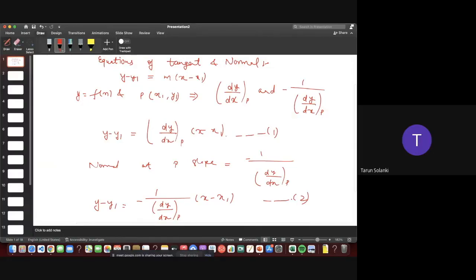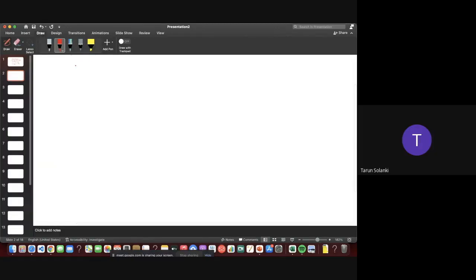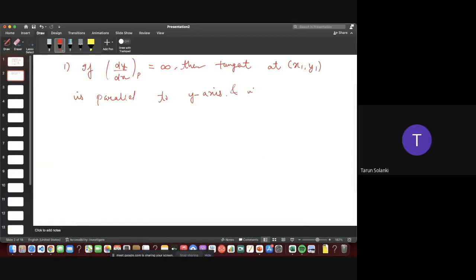First, if dy by dx at P is equal to infinity, then the tangent at (x1, y1) is parallel to the y-axis, and its equation is x is equal to x1.